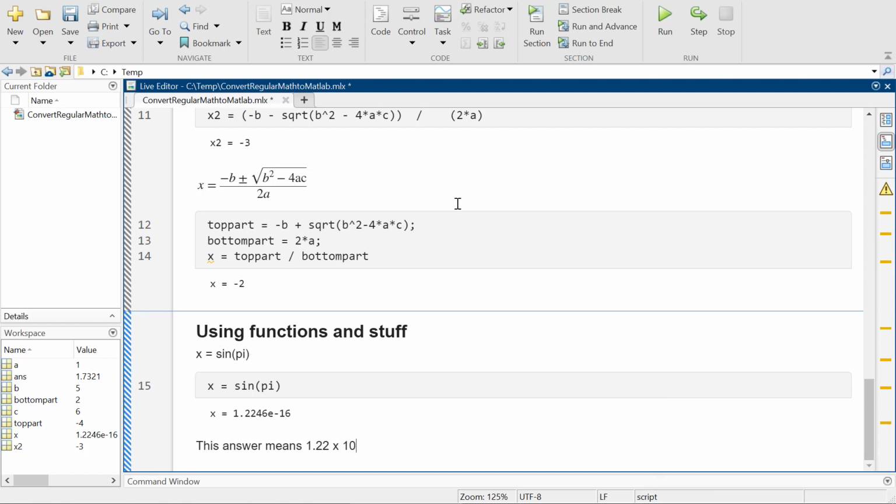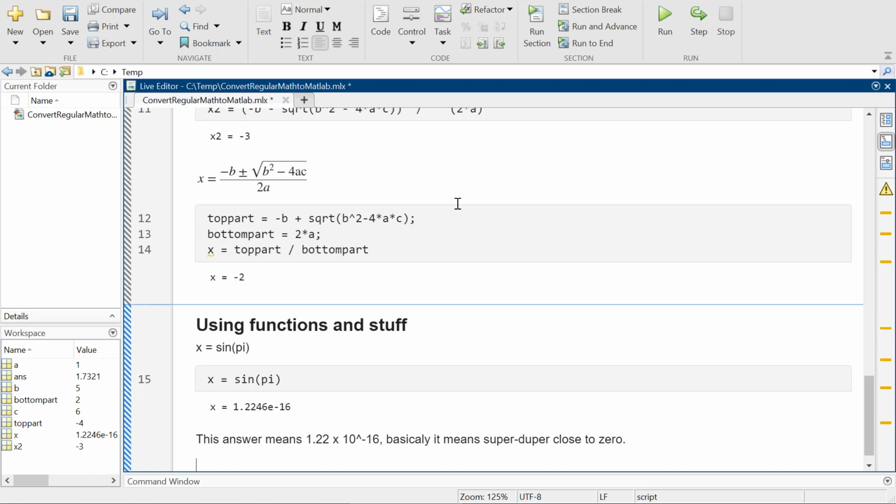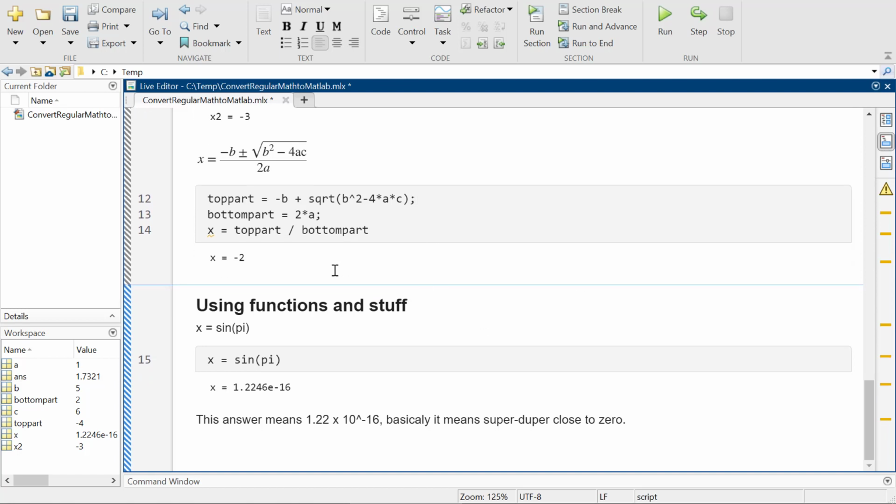10 to the negative 16. And basically it means super duper close to 0, because computers are weird and they can't do certain things, and it's way beyond the context of this course to get into, but for practical purposes, just be content that that means 0. And if you want to find out more, there's plenty of information on that.